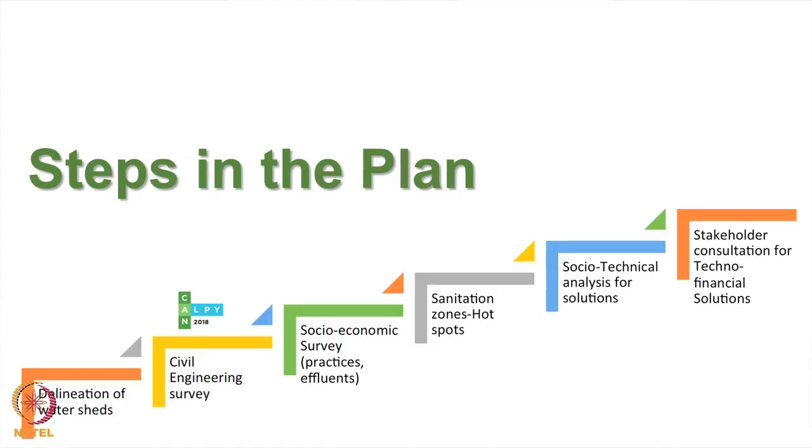Steps in the plan: one is delineation of watersheds, which is already done. Civil engineering survey is done. So we have done this job for you. What you will be doing is socio-economic survey, practices and effluents. Then you will be arriving at sanitation zones and hotspots through GIS. Socio-technical analysis for solutions, you should tell us.